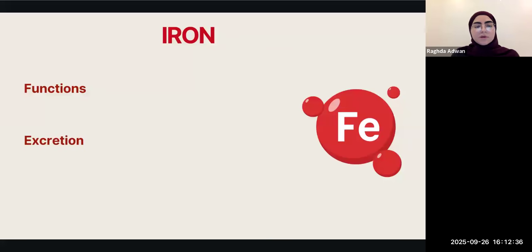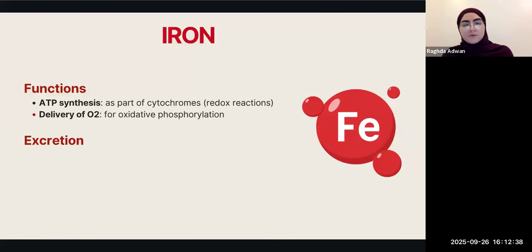As you guys know, iron is a part of our hemoglobin. It's part of our blood cells, and the main function is to deliver oxygen. It binds oxygen, carries it to the cells, and releases it. This is the most important component. The second thing is it's also involved in synthesis of ATP as part of enzymes like cytochromes, for example.